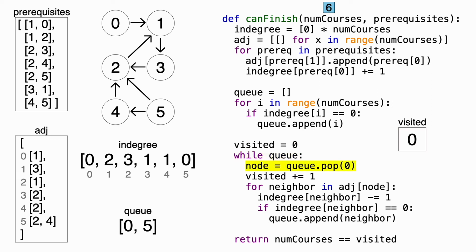Now we enter this loop as long as the queue is not empty. First, we'll pop the element at the front of the list and call it node. So in the graph, we are currently visiting this node in blue. Since we've successfully visited a node, we'll also increment visited to 1.